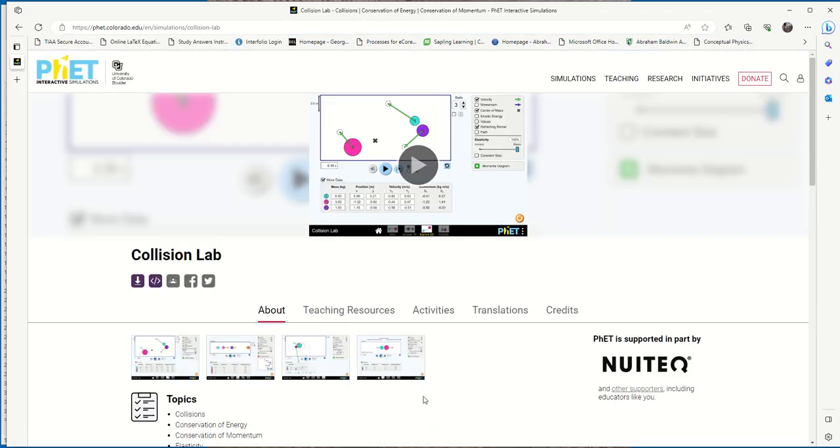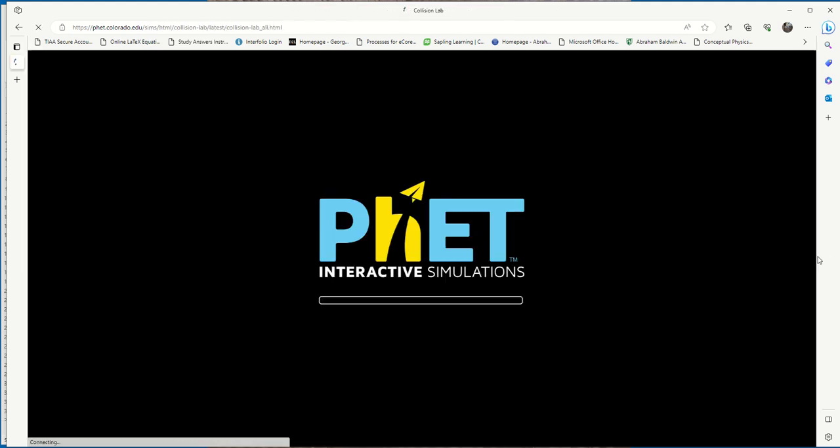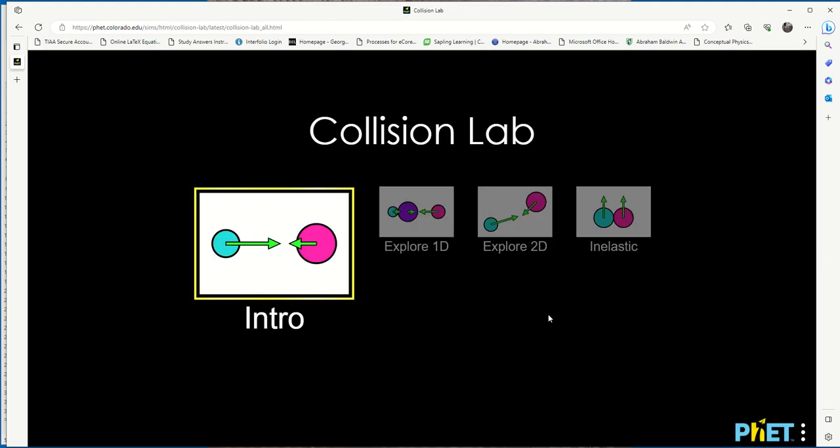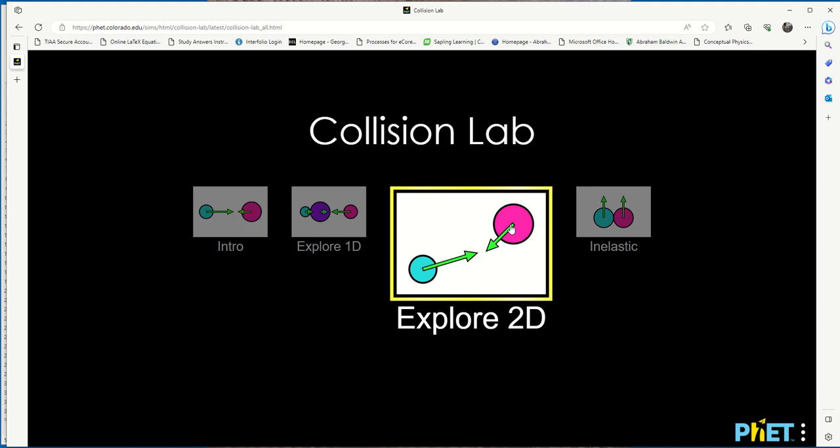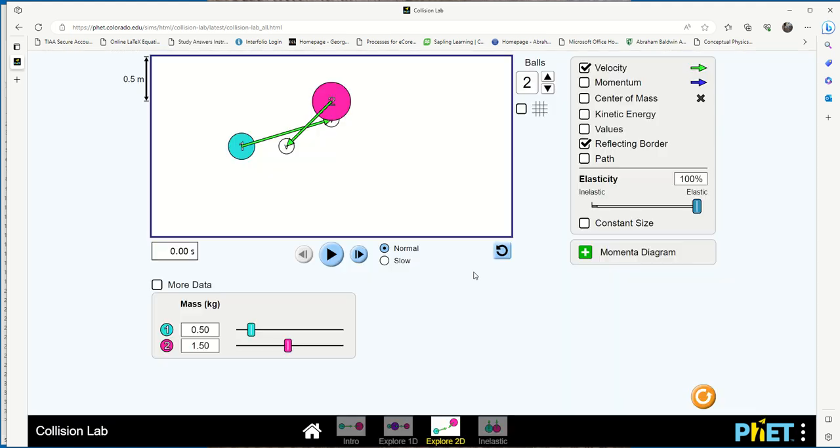So yeah, here it is, collision lab. So we'll go ahead and click on it. And we're going to be doing Explore 2D and then Inelastic. So let me do Explore 2D first. And what the simulation is, this is an elastic collision. See, elasticity 100%. So it's an elastic collision.